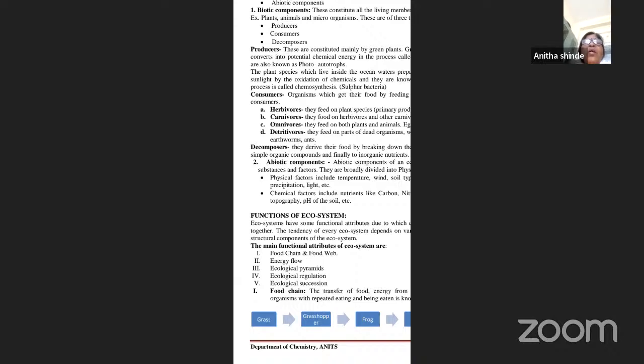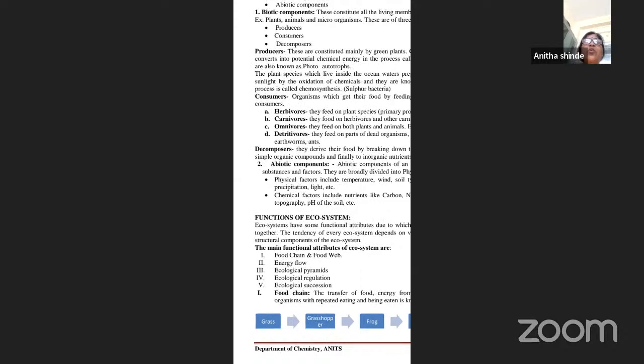So this is about the biotic components. The biotic components are producers, consumers, and decomposers. Producers are the plants. Consumers are animals as well as human beings, classified into four types: herbivores, carnivores, omnivores, and detritivores, depending upon the type of food they take in. And decomposers decompose dead organic matter, like bacteria and fungi.